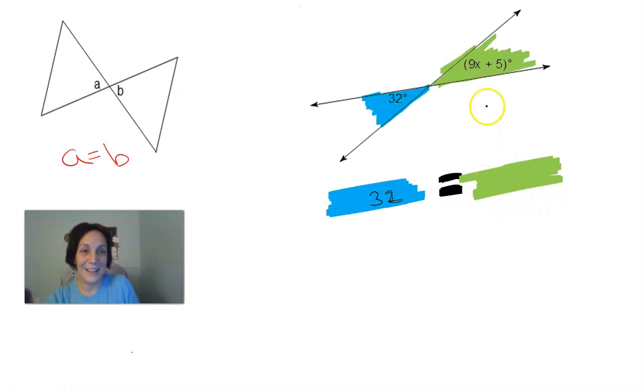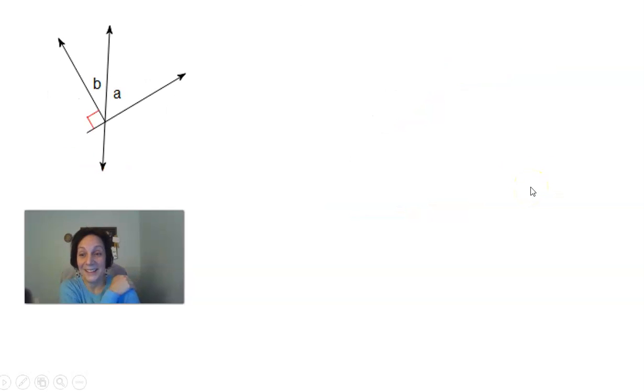Your technology. Okay, and in my green blob, I have a 9x plus 5. And again, I'm not bringing down that parenthesis, and I'm not bringing down that degree sign.